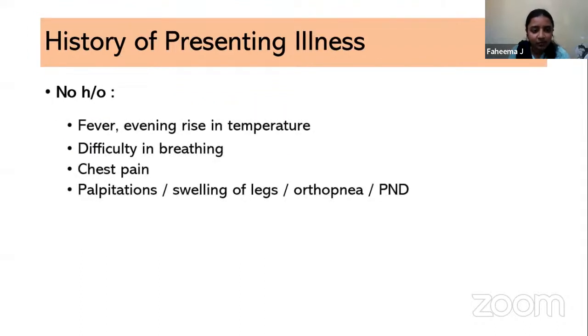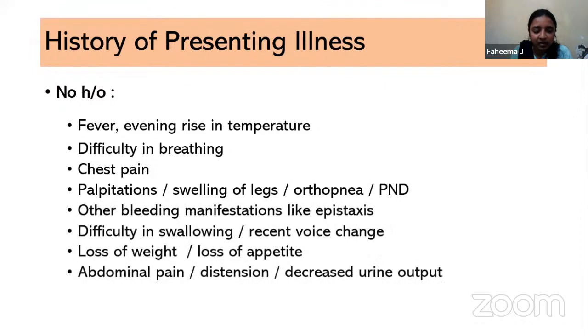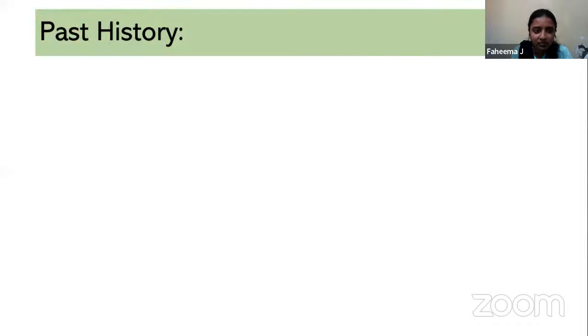Negative history. There was no history of fever or evening rising temperature. There was no difficulty in breathing, no chest pain, palpitations, or swelling of legs and orthopnea. He had no history of bleeding manifestations like epistaxis, difficulty in swallowing, no recent voice change, no history of loss of weight or appetite, and no history of abdominal pain or other abdominal symptoms.